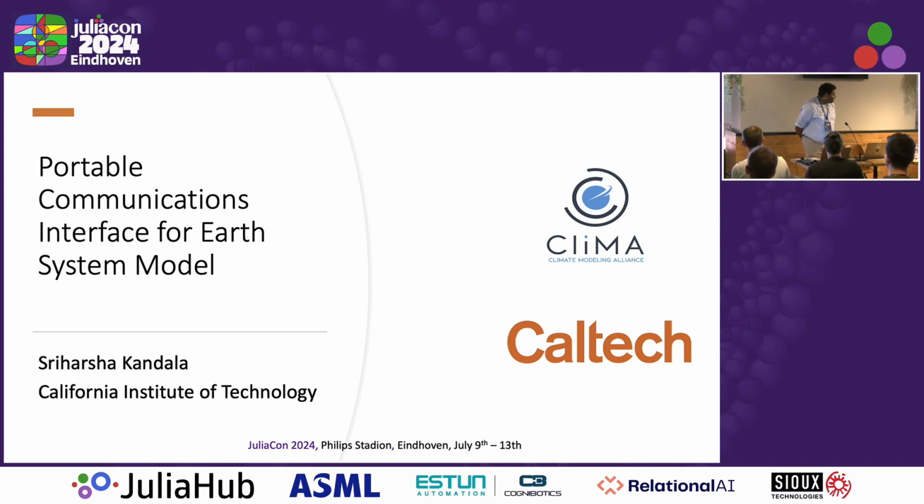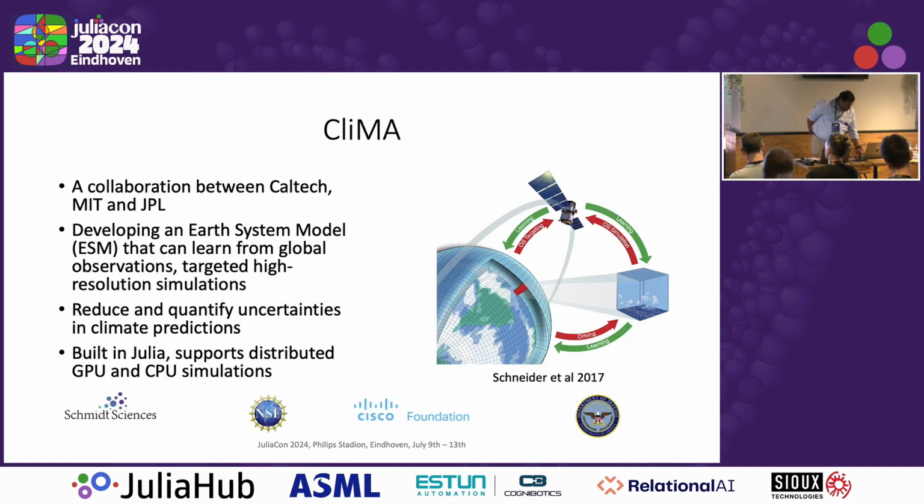My name is Sriharsha Kandala, and I'm a software engineer with the Climate Modeling Alliance at Caltech. So, a quick intro about us. We're a group of climate scientists, software engineers, and mathematicians working on developing what's called an Earth system model. This is a joint collaboration between Caltech, MIT, and JPL.